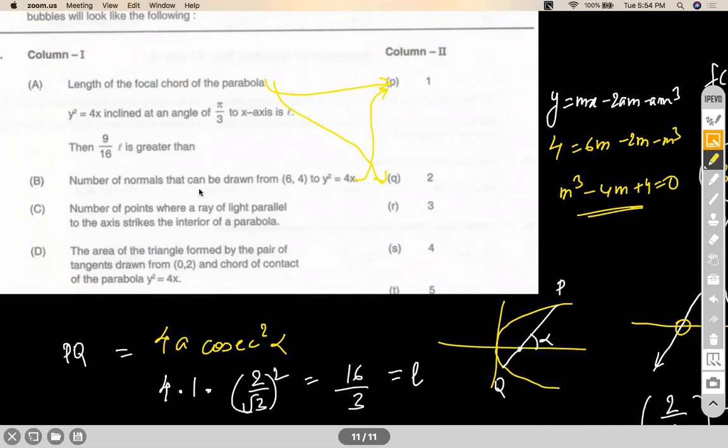Nobody has matched B to P. Oh, Ruchir Parikh has matched B to P. Okay, correct. Rest nobody, I think, has matched B to P. Okay? Excuse me, sir. Yes, Somik, tell me.